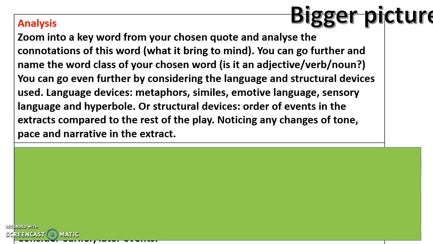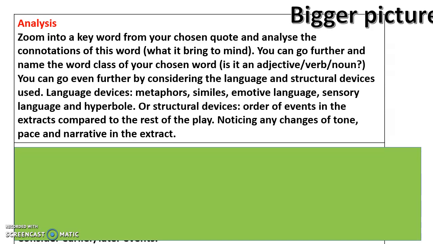And then you need to think about language devices such as metaphors, similes, emotive language, sensory language, and hyperbole. Hyperbole is just another way of saying extreme exaggeration. As for sensory language, it's language to do with describing what you can hear, smell, feel, and touch. And structural devices, this is where you get real marks for higher bands. Structure is the way in which things are organized, and in a play we have things such as stage directions. They're there for a reason.